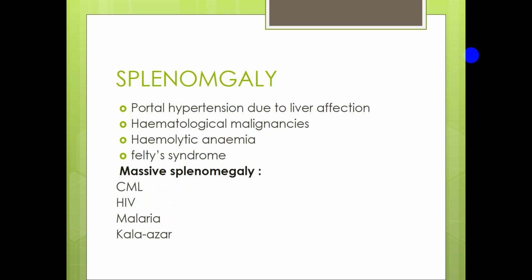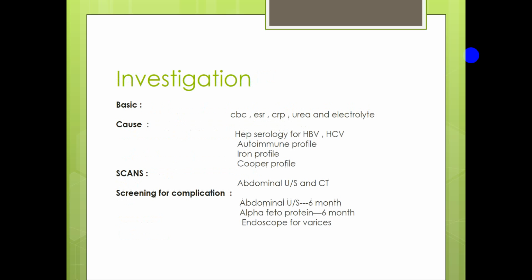The second common case is splenomegaly. What is the differential diagnosis of splenomegaly? It depends on the size of the spleen. If it's huge, you have to put the differential diagnosis of chronic myeloid leukemia, HIV, malaria, and Kala-Azar. If it's mild to moderate, you have to put the differential of portal hypertension due to liver infection, due to any of the causes mentioned before, due to hematological malignancies, due to hemolytic anemia, and due to Felty's syndrome.